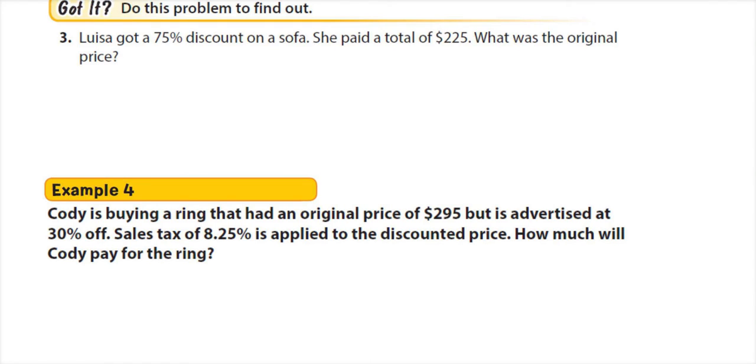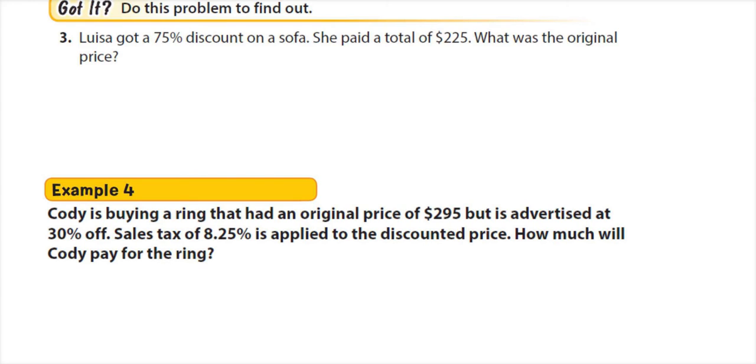It says Louisa got a 75% discount on a sofa. She paid a total of $225. What was the original price? Okay, so this would be like going to the furniture store in the mall, and it seems like they're always going out of business or whatever, even though they keep coming back, but nonetheless. So if we could get a 75% discount on a sofa, and altogether she only paid $225, then what was the original price? So let's figure that out.